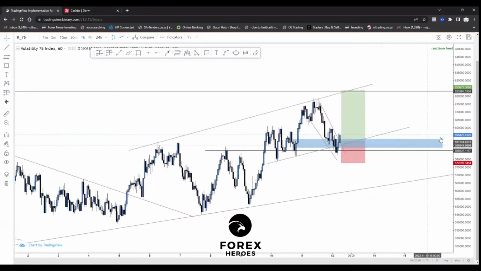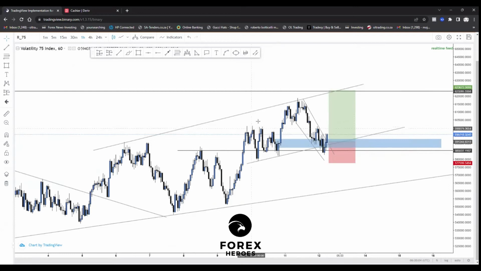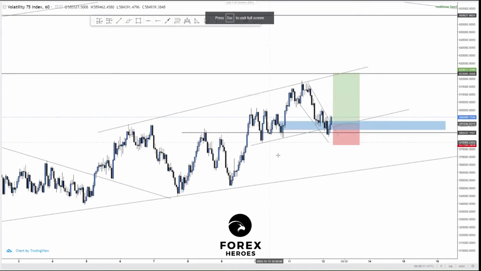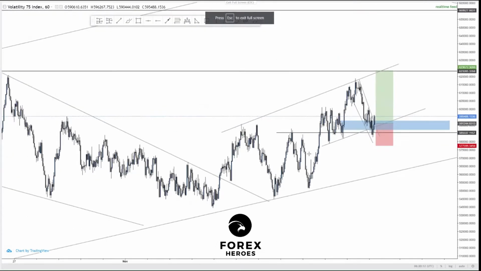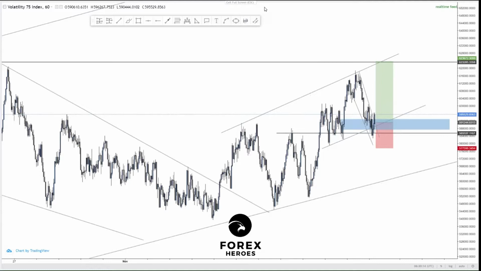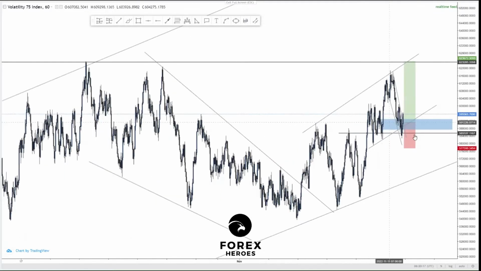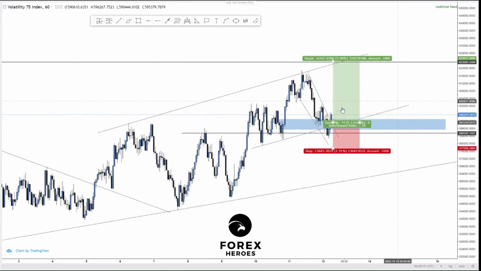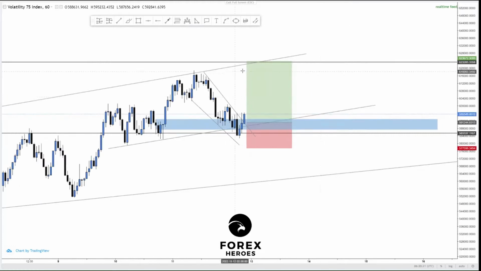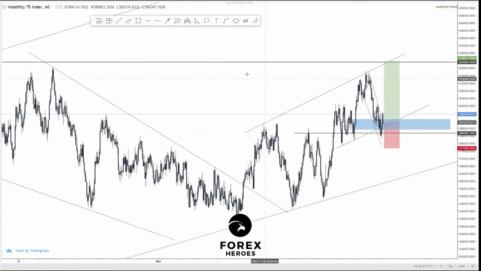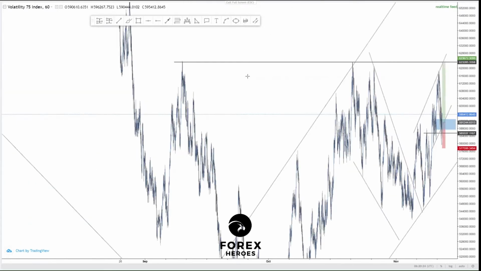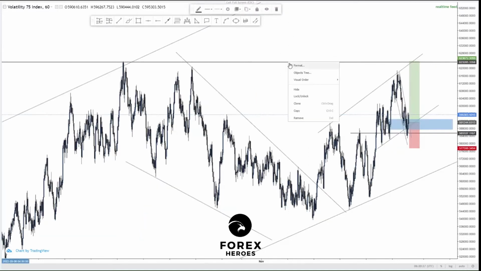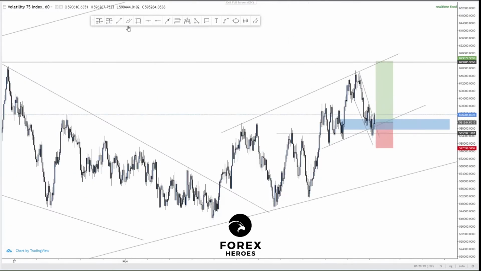As you can see here, I have the VIX75 setup, which I analyzed, and I want to show you guys the reasons why I'm planning to buy here and eventually take my profit around this spot.